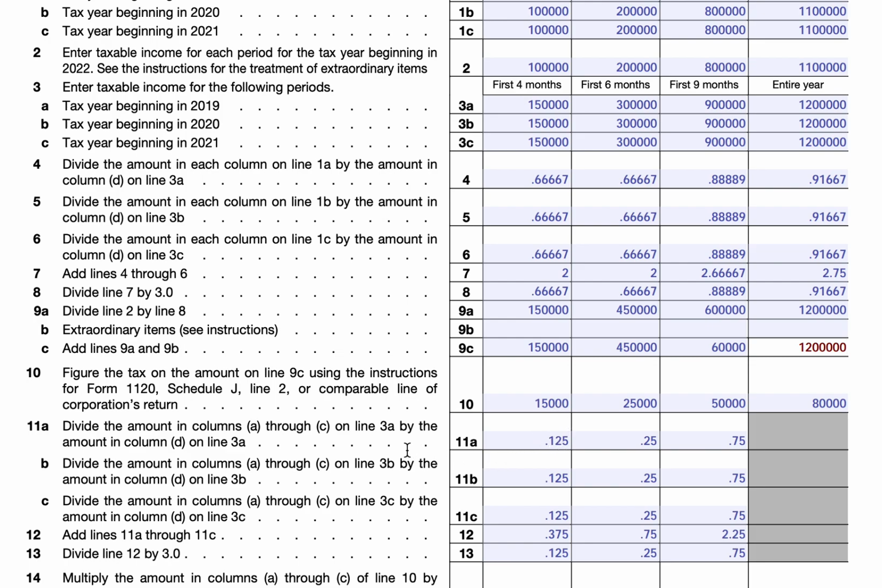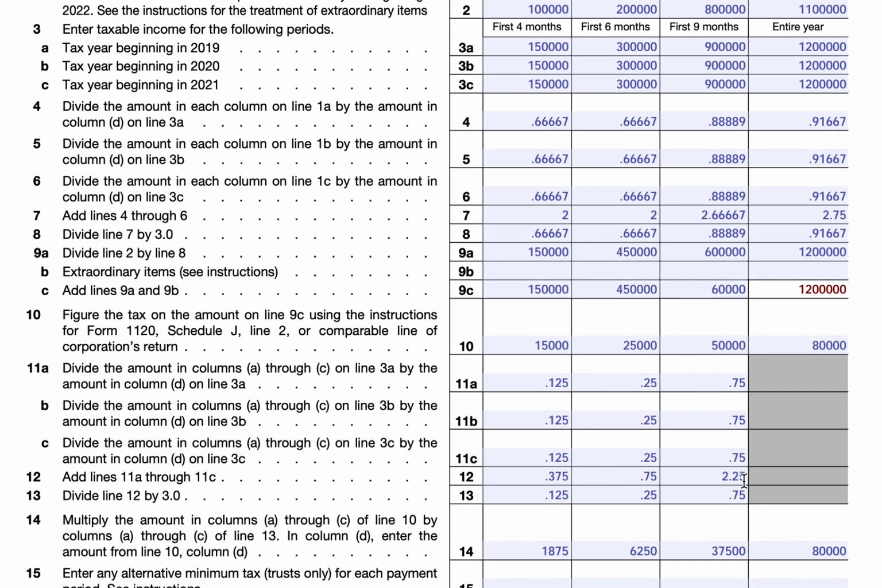And then here I divided the amount in columns A through C on line 3A by the amount on line 3A, so in column D. So for 2019, this would be 150,000 divided by 1.2 million. This would be 300,000 divided by 1.2 million. 900,000 divided by 1.2 million, and we've got the same results for lines 11, A, B, and C. And again, we're going to average these out. We're going to take the 3-year average, which basically is 0.125, 0.25, and 0.75.